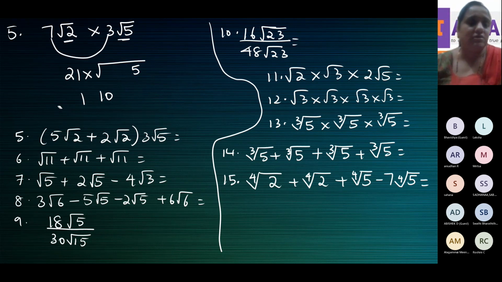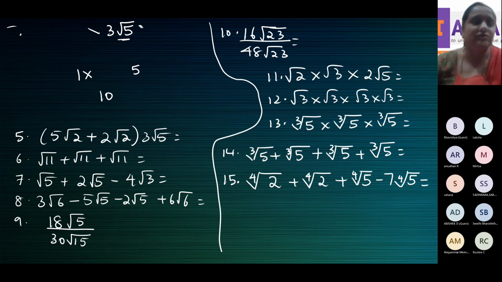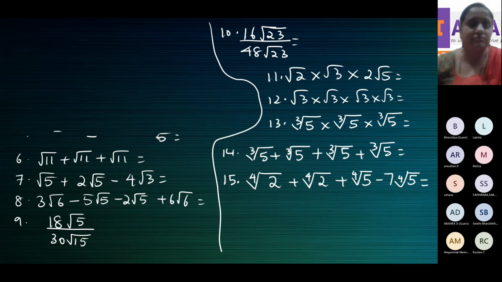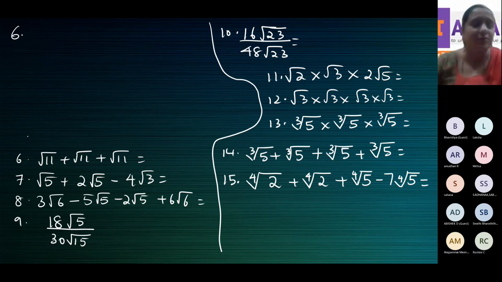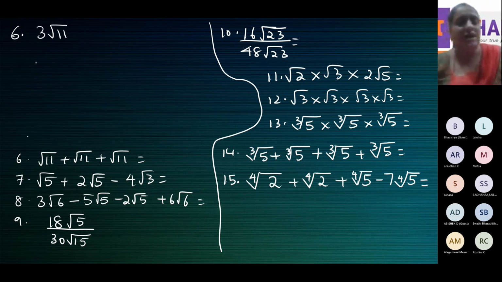Okay. Sixth one. Who can tell me the answer for the sixth one? 3 root 11, ma'am. Very good. 3 root 11, because it is 1 root 11 plus 1 root 11 plus 1 root 11. So 1 plus 1 is 2, 2 plus 1 is 3, 3 root 11 as it is. Like x plus x plus x is 3x. Very good.